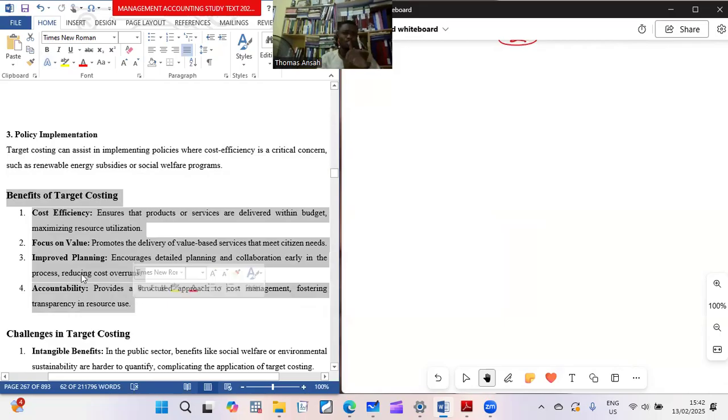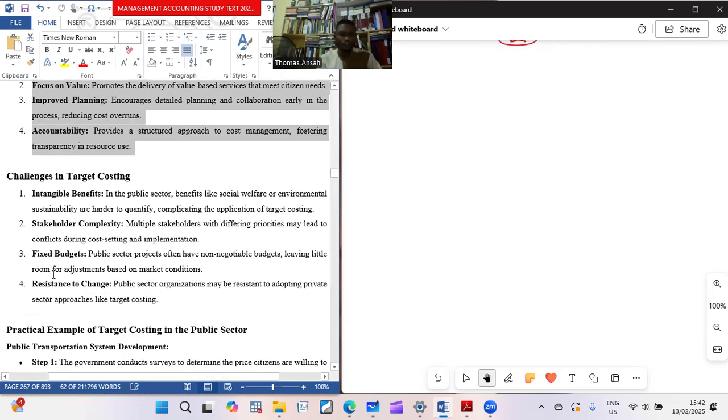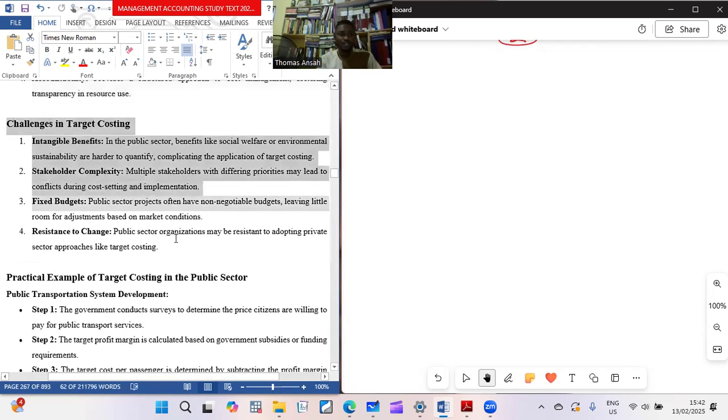Focus, the fact that it is customer based is the key, and please, you need to understand this, because very soon you'll be doing corporate case study, and these are some of the things you will have to talk about. So you really need to understand what target costing is. And of course there are challenges, so look at the challenges.